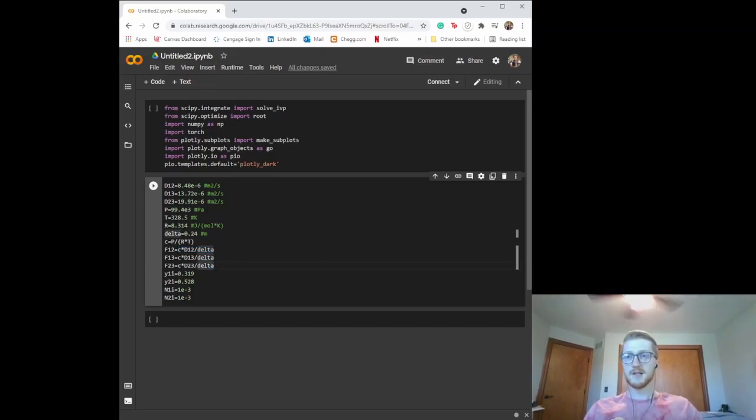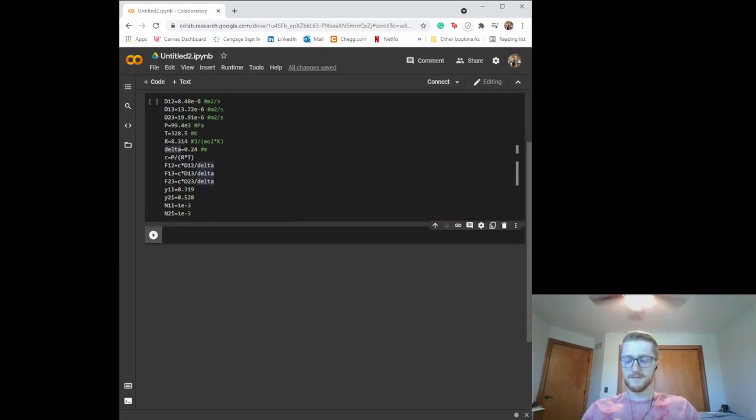So F is defined as the concentration times the Stefan-Maxwell coefficient divided by delta. And then I also outlined the initial parameters of the mole fraction of acetone and methanol, Y1I and Y2I, as well as our initial guess from the scaling technique for the molar flux of acetone and methanol being 10 to the negative third.